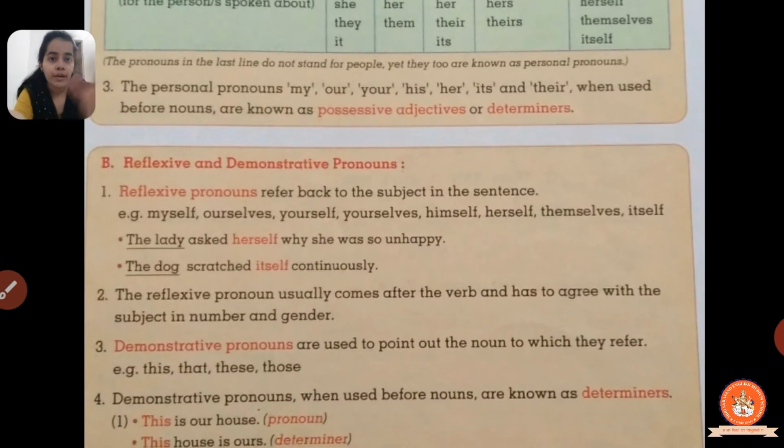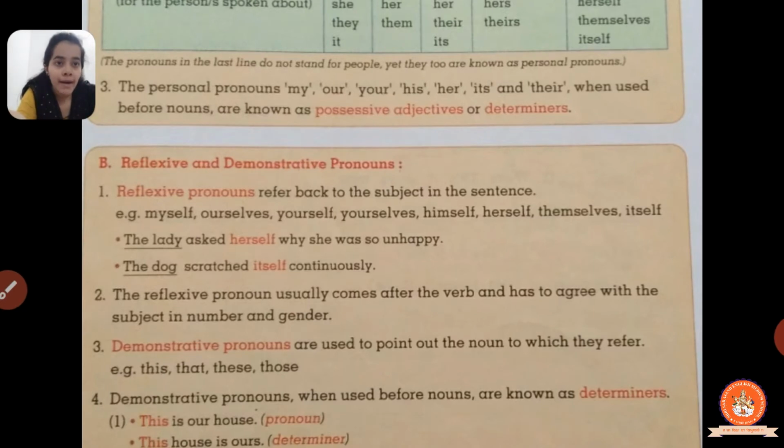Third point: the personal pronouns my, our, your, his, her, its, and their, when used before nouns, are known as possessive adjectives or determiners. There are many personal pronouns, like my, our, your, his, her, its, and their. Whenever we use these before nouns, they are known as possessive adjectives or determiners.